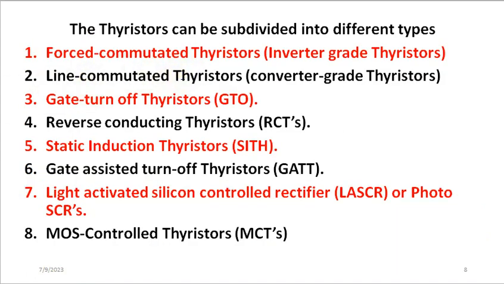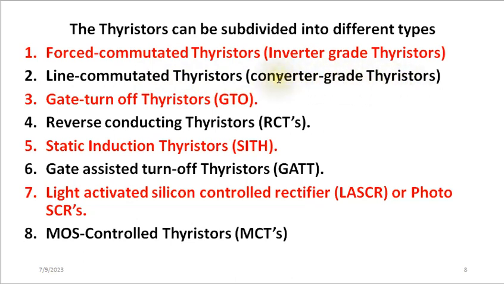The thyristor is the most important of all the devices or the switches which are used in power electronics application, and the thyristor exists in different types. The first one here is what we call the force commutated thyristors. They are called inverter grade thyristors, meaning they are the thyristors that are used for inverter application. We said inverter is the circuit that changes DC to AC. The second one is line commutated thyristors. They are called converter grade thyristors.